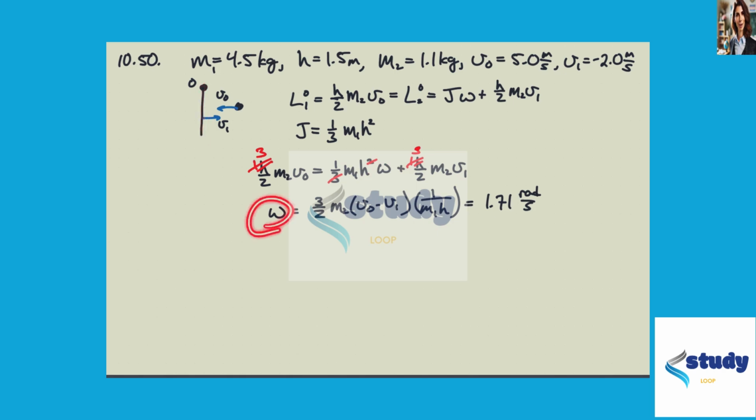And so omega turns out to be 3/2 m2, the mass of the raven, times the change in velocity of the raven. That's actually going to be 7 meters per second because of the bounce. And then that gets divided by m1 h. So again, as m1 goes up, we can see that omega goes down. So it's not going to move as much if it's heavy, this gate. If m2 goes up, it's going to move more.